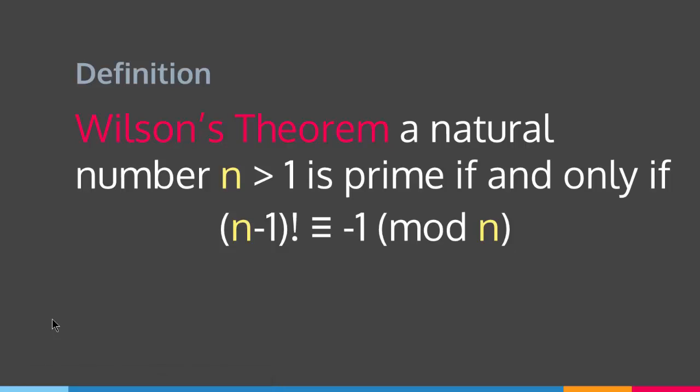The reason I did not talk about Wilson's theorem in the section on prime numbers, even though Wilson's theorem is related to prime numbers, is because in Wilson's theorem we have the idea of congruent, and at that time we hadn't talked about congruent. That's why I'm talking about Wilson's theorem at this point.